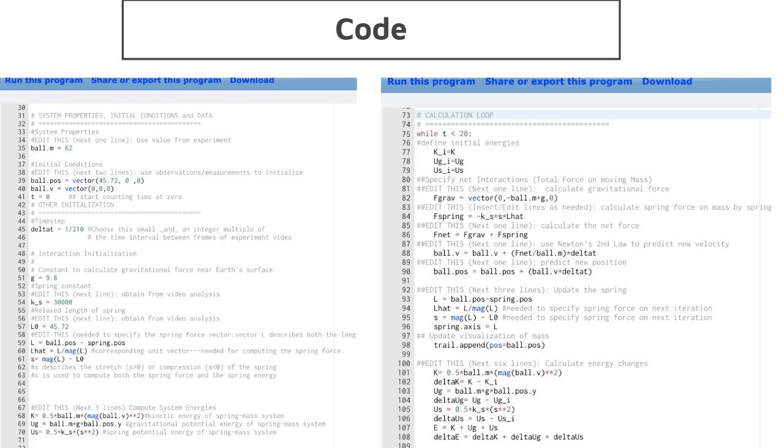In the first loop, Newton's second law was used to update velocity and position of the system. And the spring was also updated by putting in the correct equations for L, L hat, and s. To calculate the various energies, we put the correct formulas for each of the energies, such as kinetic energy, gravitational potential energy, and spring potential energy into the code. We added the forces into the code by inserting the known equations from our physics principles as well.